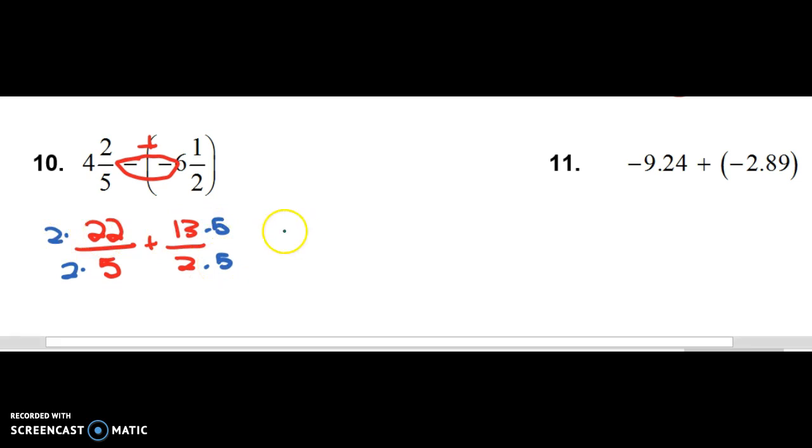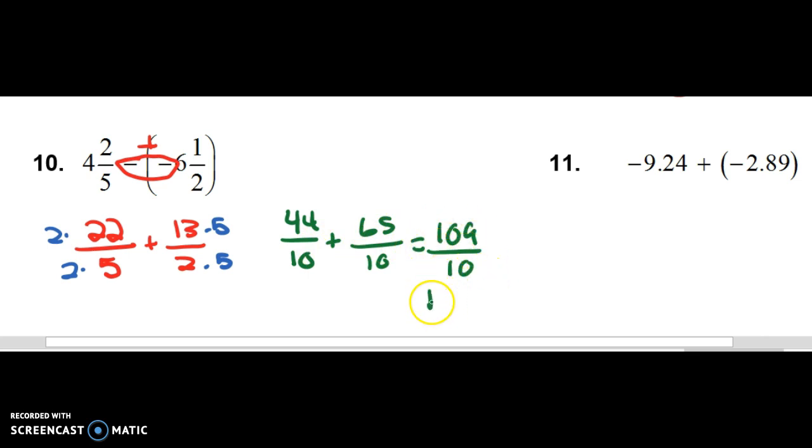I'm going to write it over here. 2 times 22, so that's 44 over 10. Plus 13 times 5, let's see, that's 65 over 10. So 60 plus 40 is 100, so I have 109 over 10. Take my numbers out, I'm going to have 10 and 9 tenths left over.